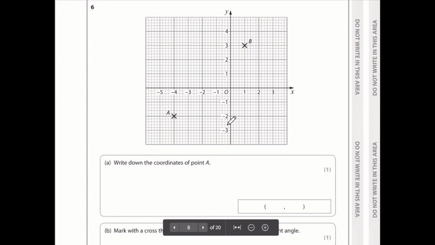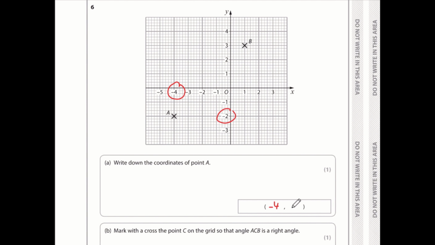Okay, question number 6. Write down the coordinates of point A. With coordinates, we need to remember we go along the corridor and up the steps, so horizontal then vertical. So going horizontally to -4 and then down to -2. So -4, -2.